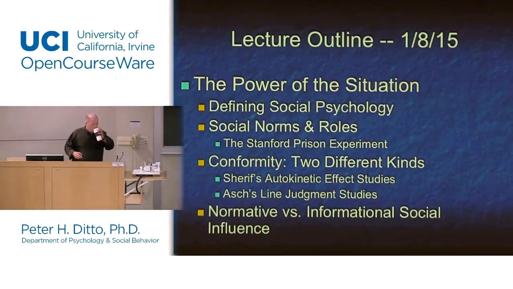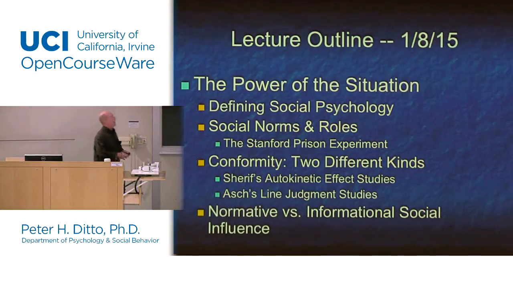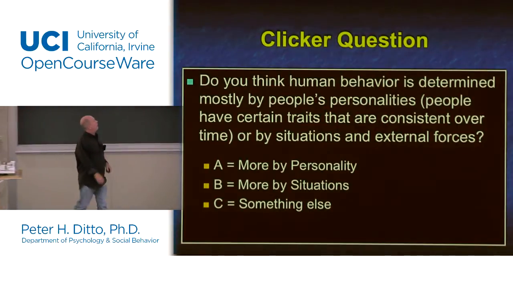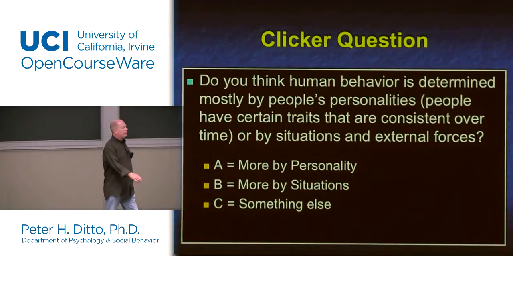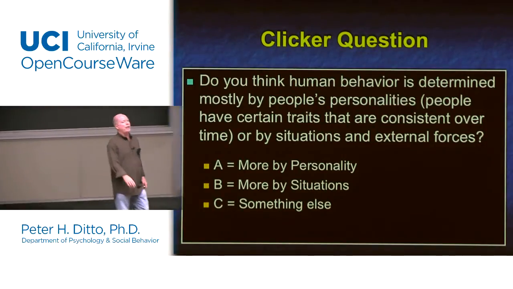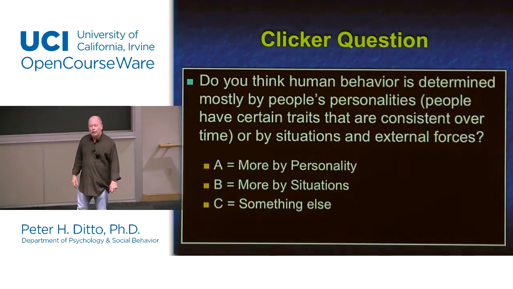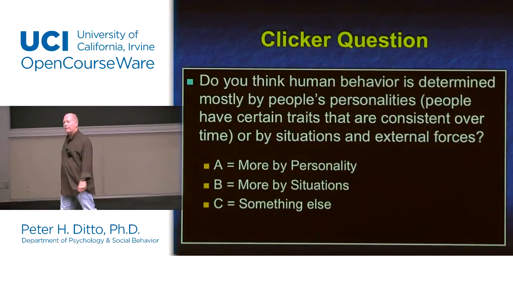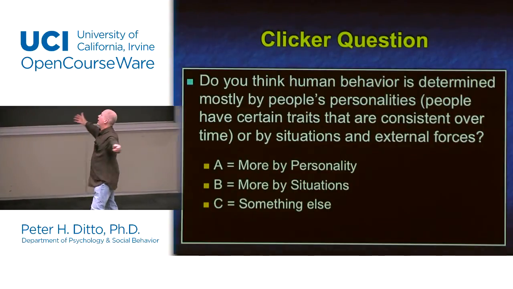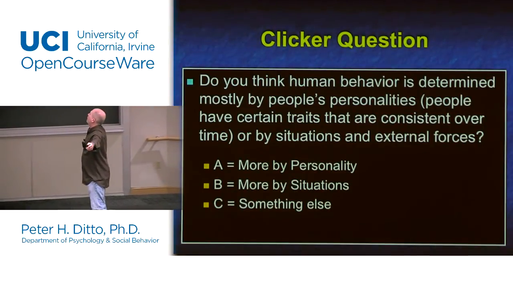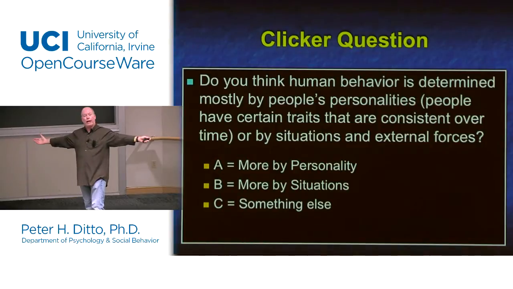Don't bother with your clickers, but let me ask you, I'm going to start off with a question. This is the way the clicker questions will look. I'll put a question up like this and have you respond A, B, C, D, or whatever. I guess it goes all the way to E. In this case, here's the question I want to ask you: do you think that human behavior is really determined mostly by people's personalities?